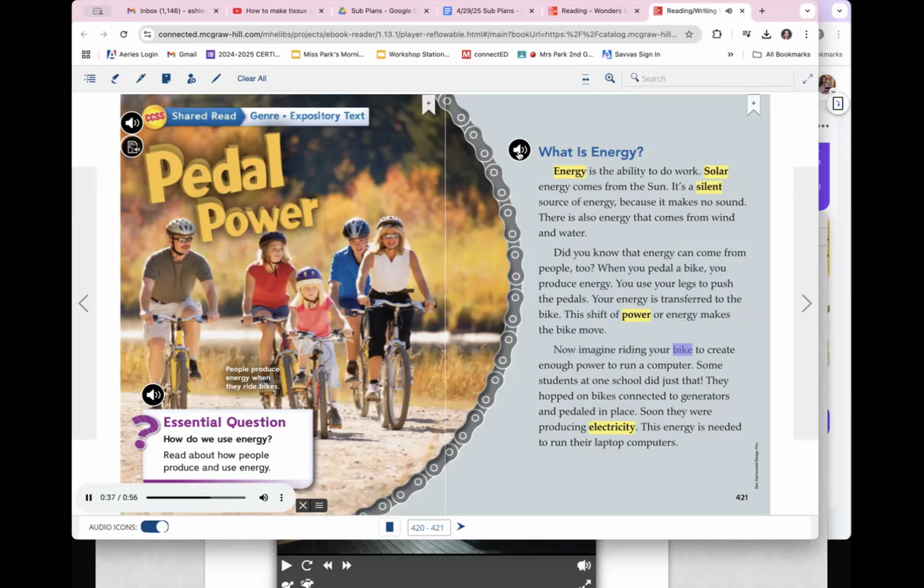Now imagine riding your bike to create enough power to run a computer. Some students at one school did just that. They hopped on bikes connected to generators and pedaled in place. Soon, they were producing electricity. This energy is needed to run their laptop computers.